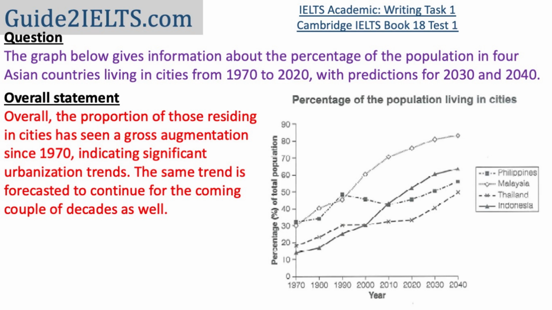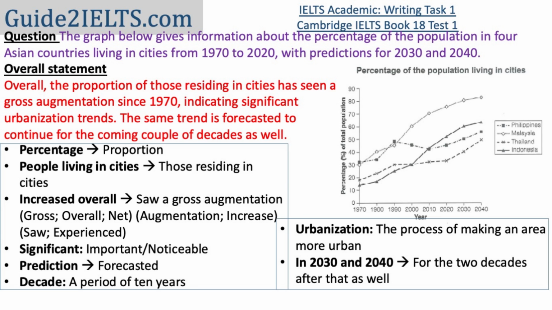Overall, the proportion of those residing in cities has seen a gross augmentation since 1970, indicating significant urbanization trends. The same trend is forecasted to continue for the coming couple of decades as well. I have used 2 sentences here because this question contains predictions as well, and I don't want to make too long a sentence which may be confusing. Here's a list of the noteworthy vocabulary that I have used here.